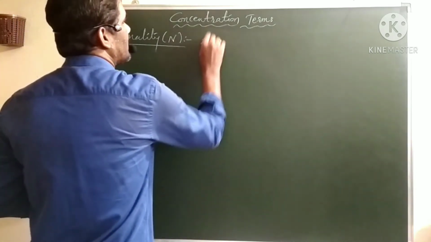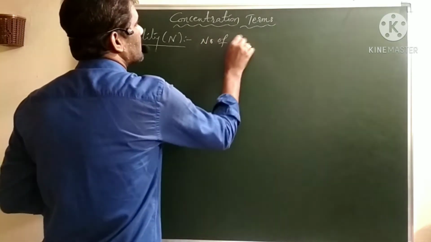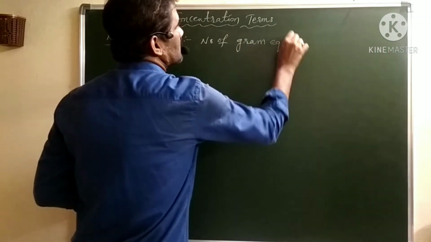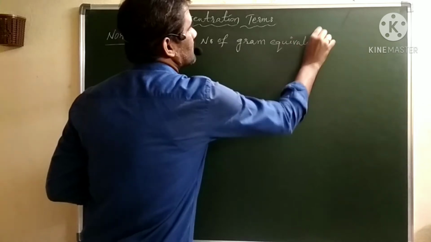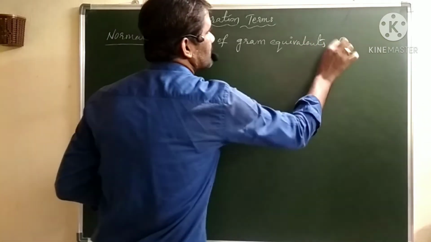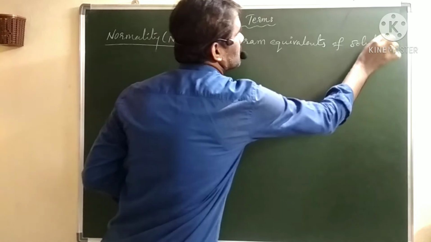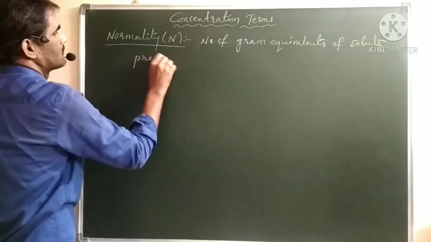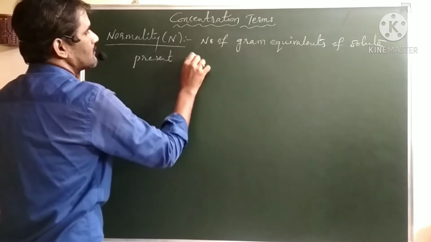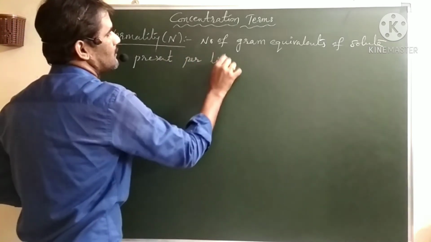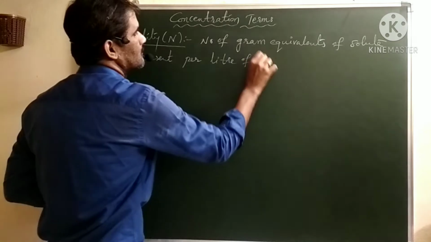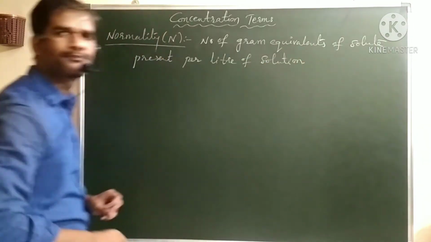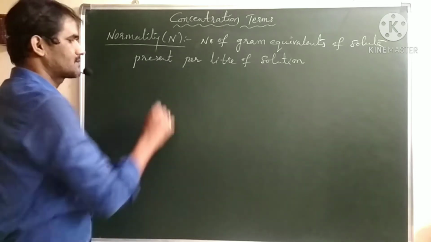It is the number of gram equivalents of solute present per liter solution, and it is called its normality. Again we can write the formula for this.